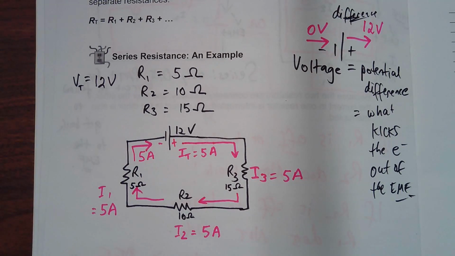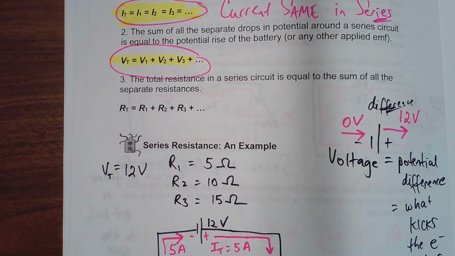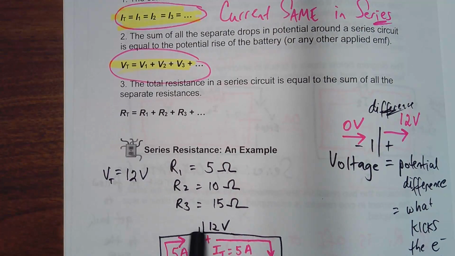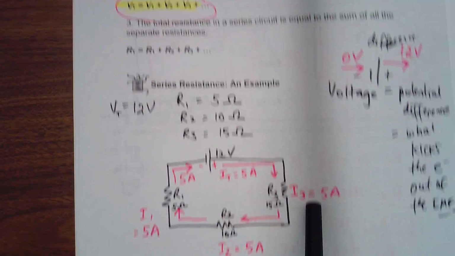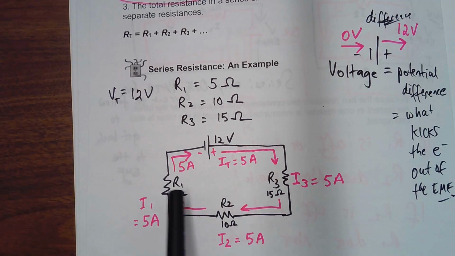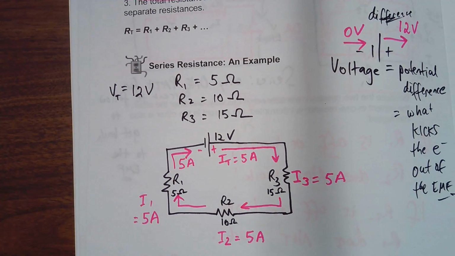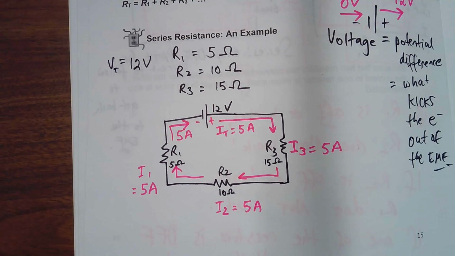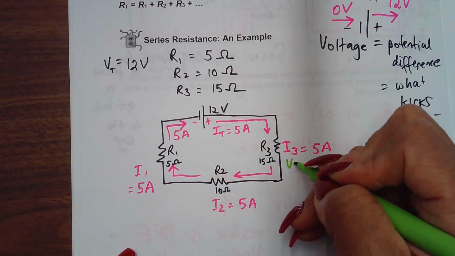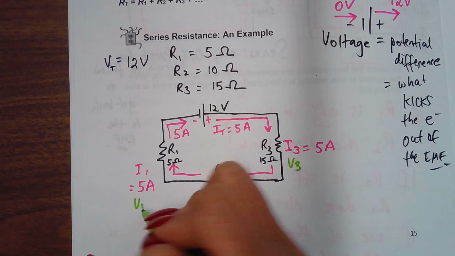All right, so let's analyze this with our example. If you're starting with 12 volts, the sum of the voltage that they're going to get will be equal to how many volts? Well, our V1 plus V2 plus V3 is going to equal 12. So I'm going to call this one V3 now. This is V2, and this will be V1.